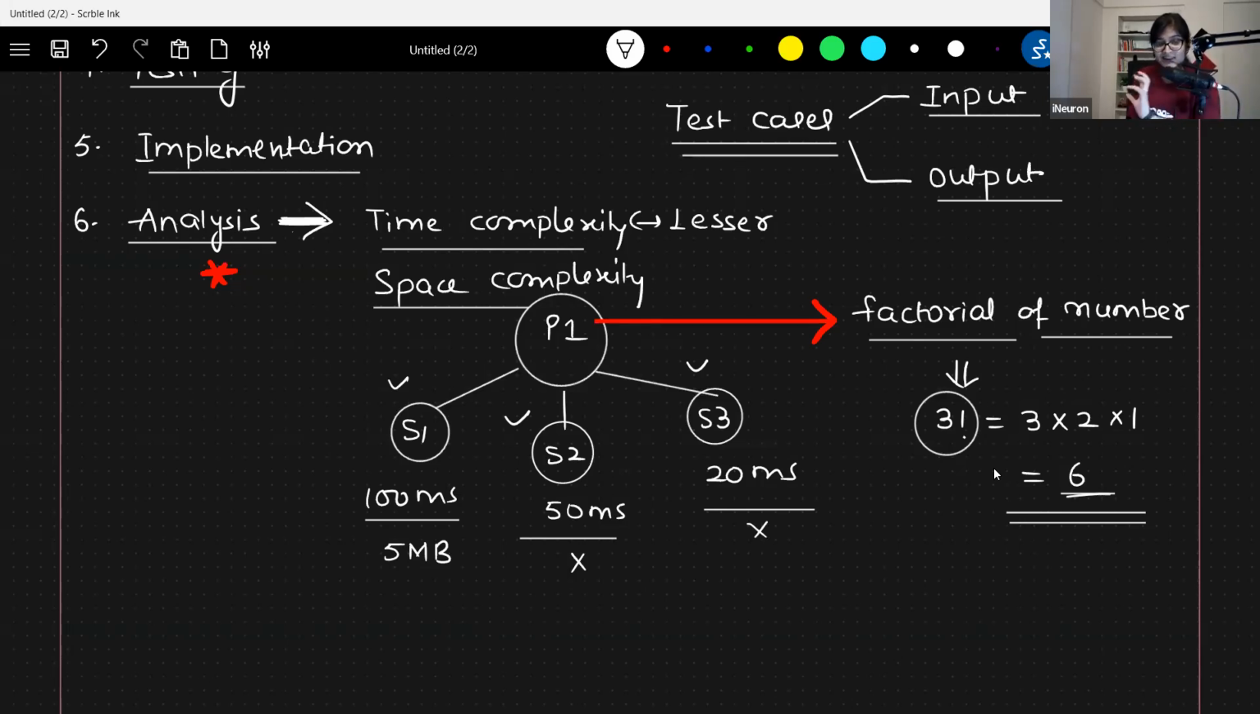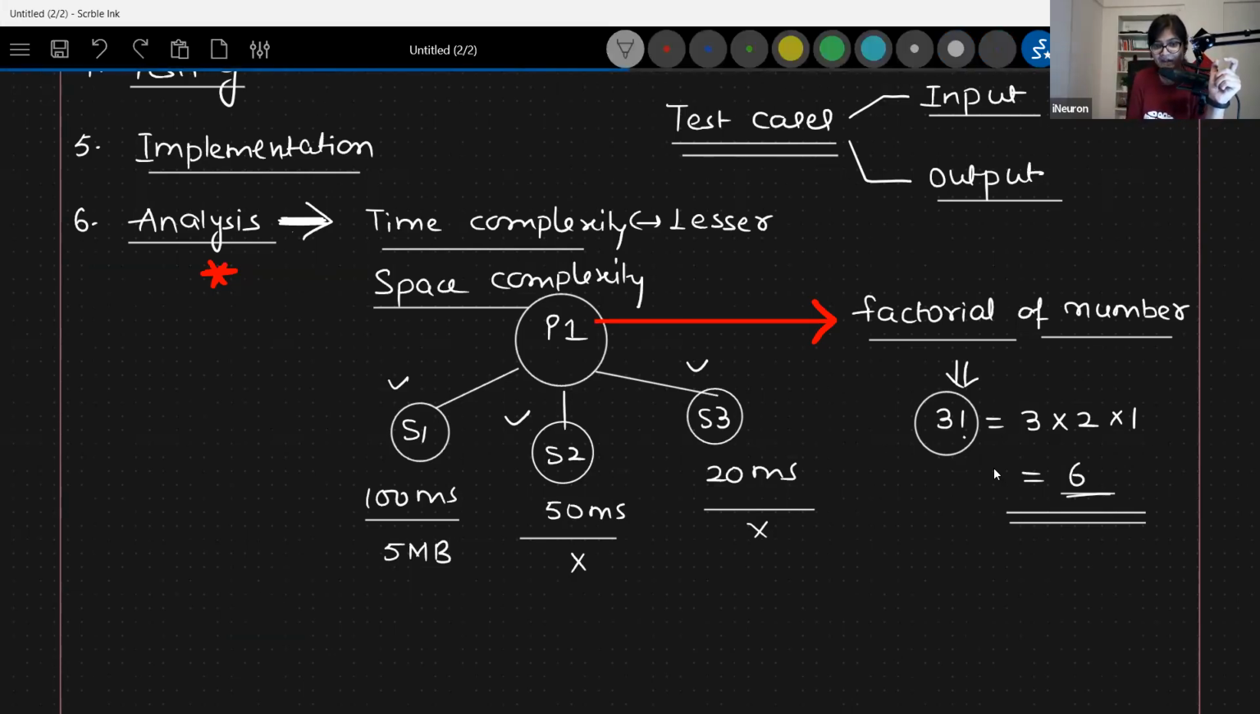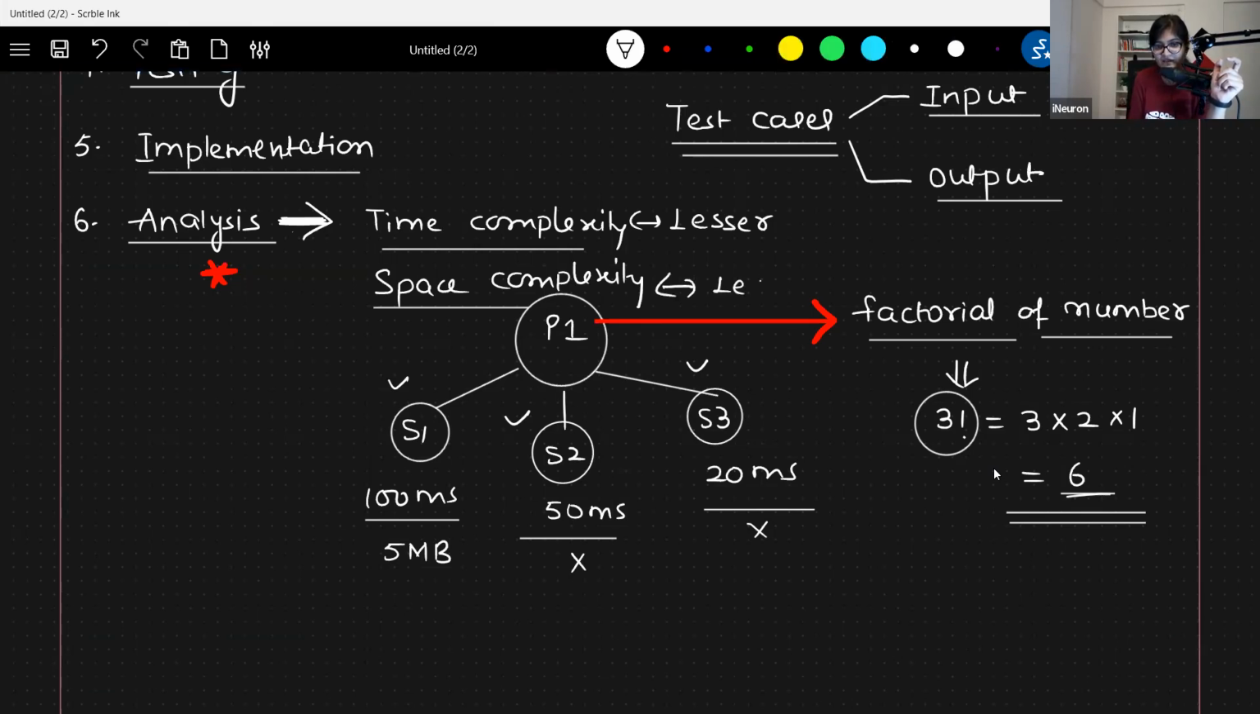So which particular code is better one? Which is not using any extra space and is having a lesser time complexity, right? So space complexity is also what we want as lesser. So that is the layman term meaning of time and space complexity. But in terms of algorithm, we define it in the sense of notations that we will talk about in the later part of our session.